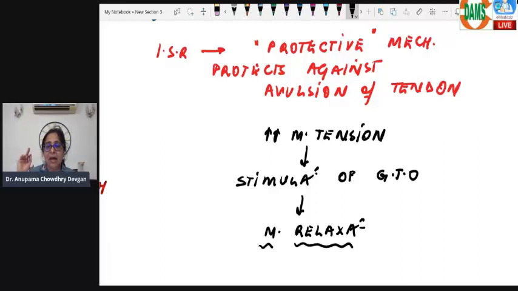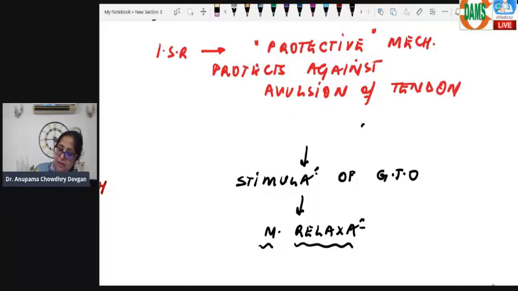Okay? Now, another important point. Whenever the Golgi tendon organ is excited, it will produce a muscle relaxation. Golgi tendon organ can respond to an increase in muscle tension. It can also respond to an excessive stretch. Right?